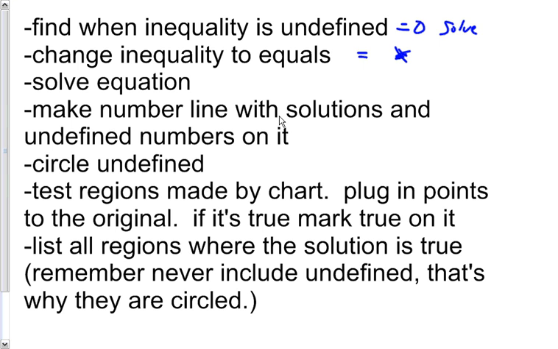After that, you have a bunch of sections. You're going to test those sections. To do that, you take a number in those sections, never pick the numbers on the line, the endpoints, the intervals, and plug them in. You're going to see if they're true. If it's true, I mark it true. If it's false, I mark it false. And our final thing is to list the regions where the solution is true. So you're going to use your brackets and parentheses and put them all together.